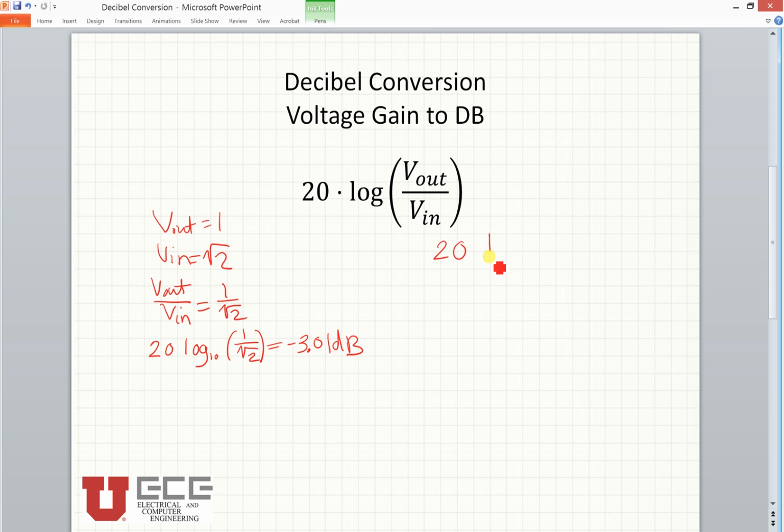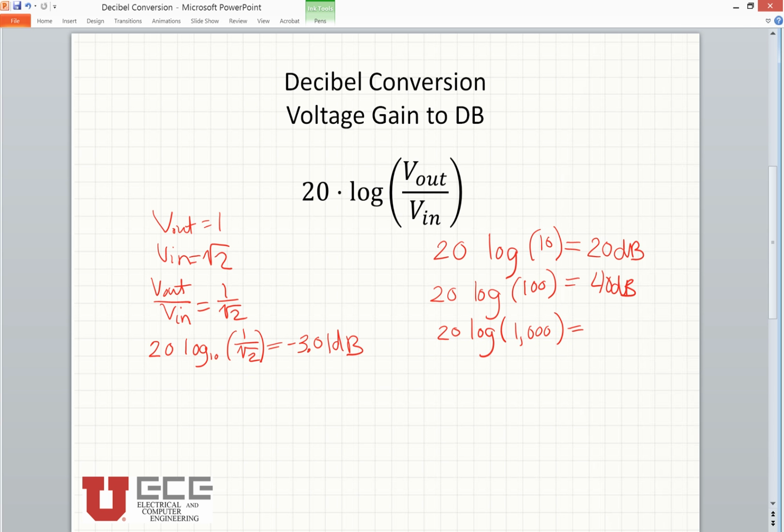If we want to convert any ratio then of an output over an input, say we have a gain of 10. This would give us 20 dB. If we have a gain of 100 volts per volt, this would give us 40 dB. If now we had 1000, this will give us 60 dB.